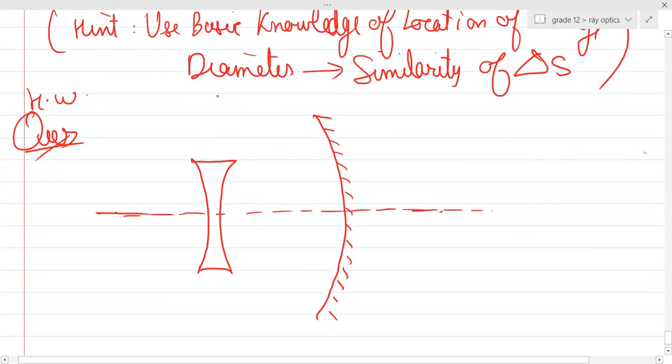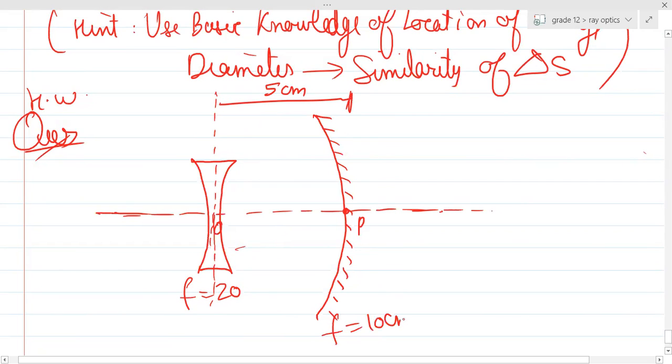So can you see, guys, over here, the distance between the optical center of this lens and the pole of the mirror is basically 5 centimeter, very nearby to each other. The question is, a diverging lens of focal length 20 centimeter is placed coaxially at a distance of 5 centimeter towards left of a converging mirror of focal length 10 centimeter. So basically the whole setup.